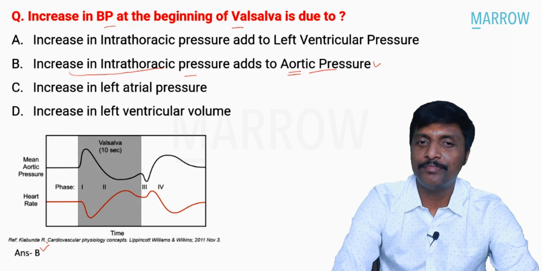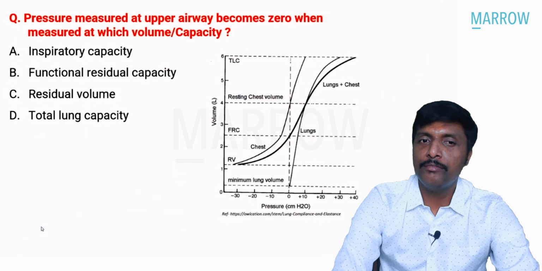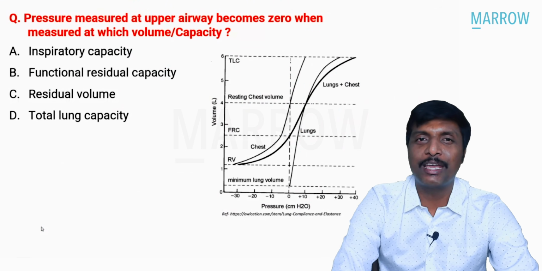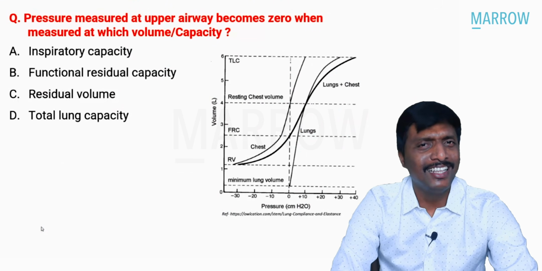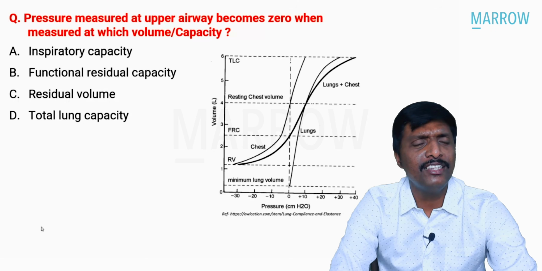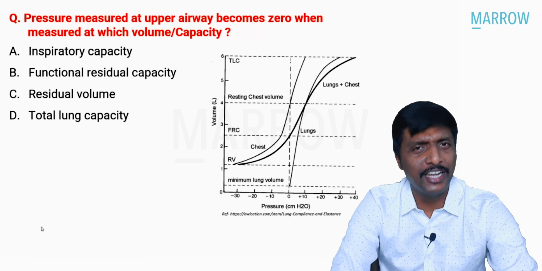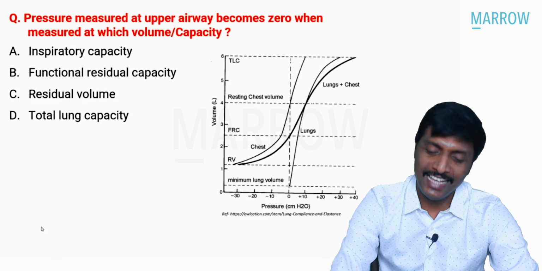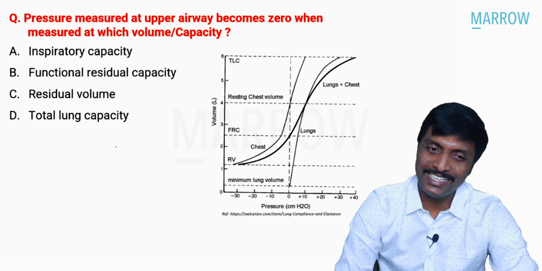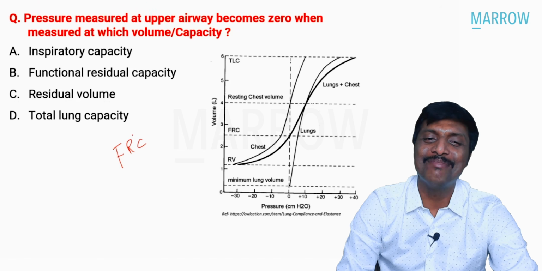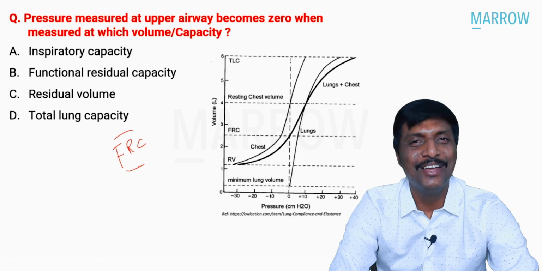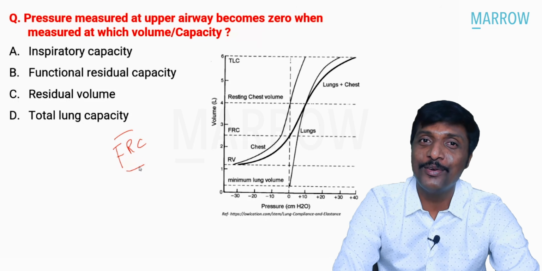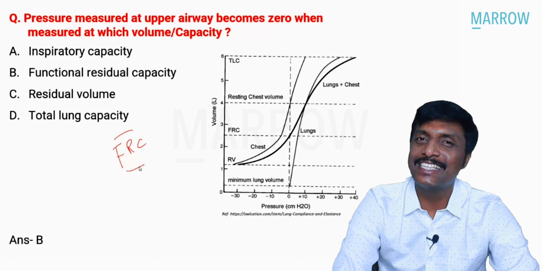Now next question. Pressure measured at upper airway becomes 0 when measured at which volume or capacity? As I told you, I think this question is asked around 7th or 8th time now. You should never make a mistake in this question. It is the ditto repeat MCQ. The answer for the question, I am also discussing the same question, same answer in all the recall sessions, functional residual capacity. I think you will be very thorough with the explanation part now. The answer is F or C.